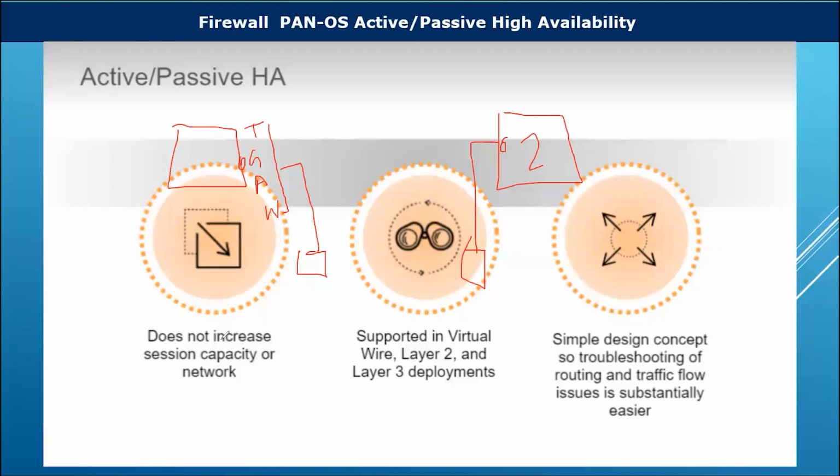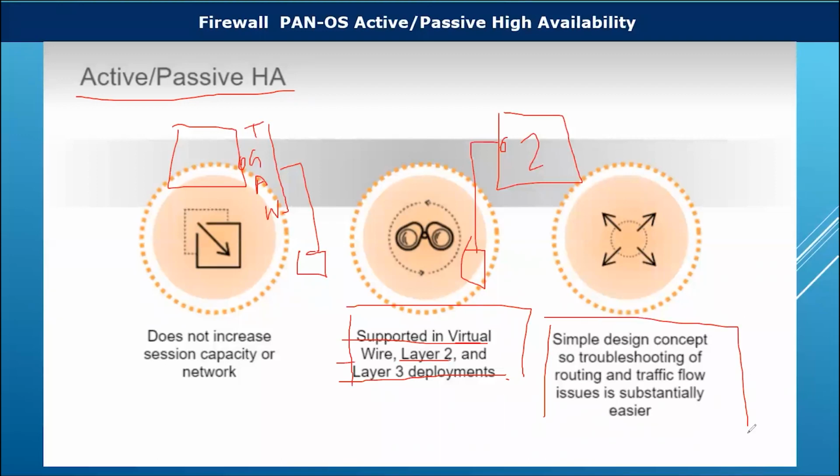Okay. So guys, the active passive high availability is supported in virtual wire mode, layer 2 and layer 3 deployment. So if we are talking about active passive high availability, you can perform it in all these modes, if you configure your interface type in any of these types. This one is, guys, simple to design, easy to troubleshoot, and easy to forward traffic.